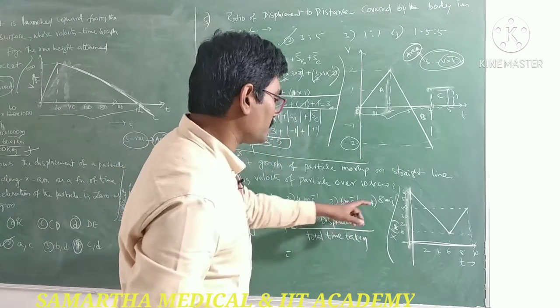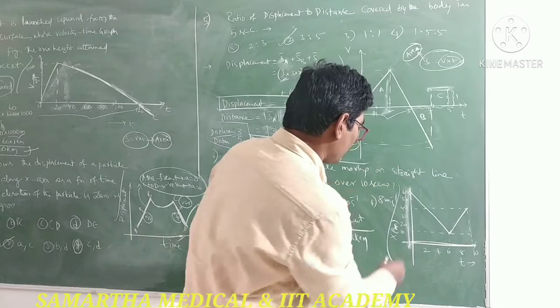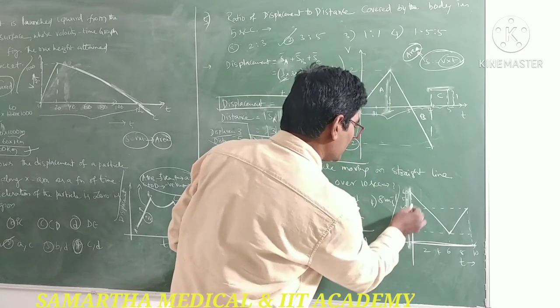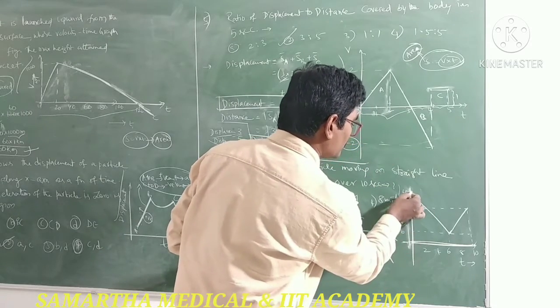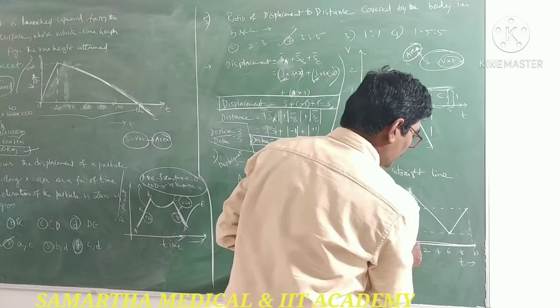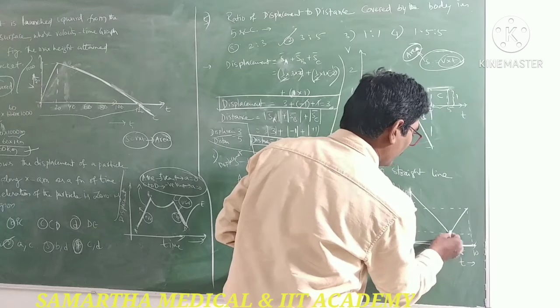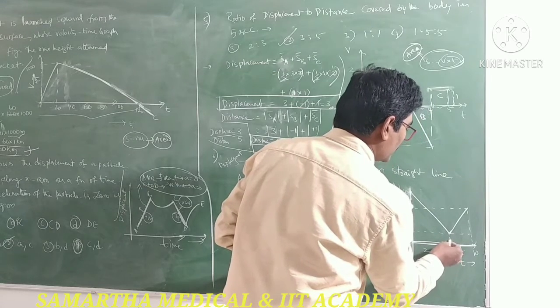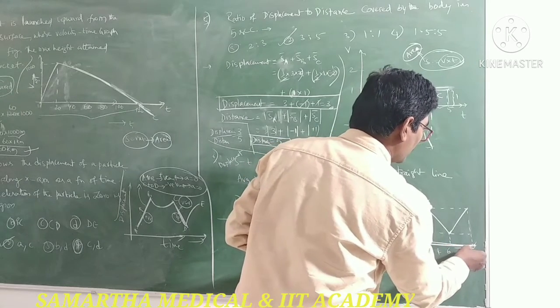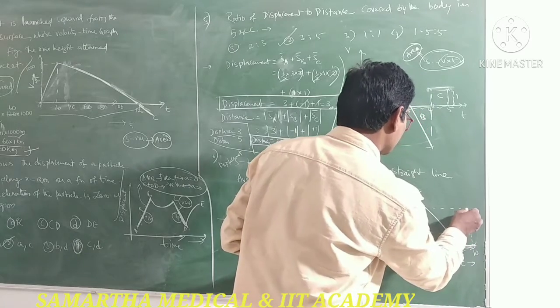Now, what is the displacement here? Starting with the displacement-time curve. See here, displacement started from 60 when t equals 0. Next, as time increases, the displacement comes to 10 meters at 6 seconds. Next, at 10 seconds, the displacement of the particle comes to 40.